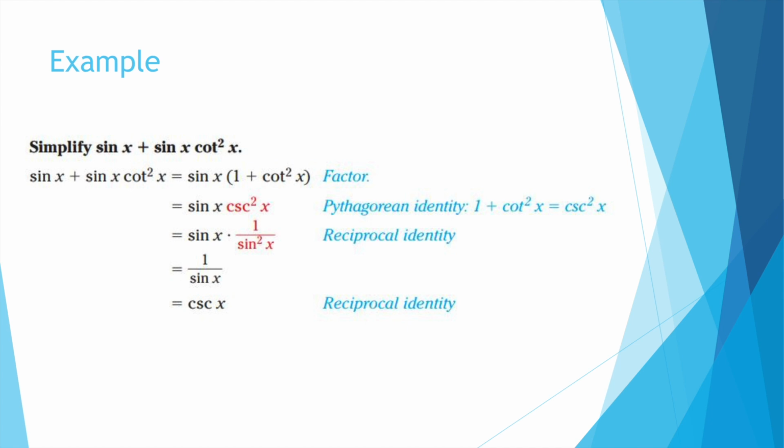To make it even simpler, we can use reciprocal identities as cosecant is equal to 1 over sine of x. We substitute that in, 1 over sine squared of x multiplied by sine of x. The sine of x goes on top, and 2 of the sines cancel, resulting in a simple 1 over sine of x, which again, with reciprocal identity, simplifies to a single cosecant of x.